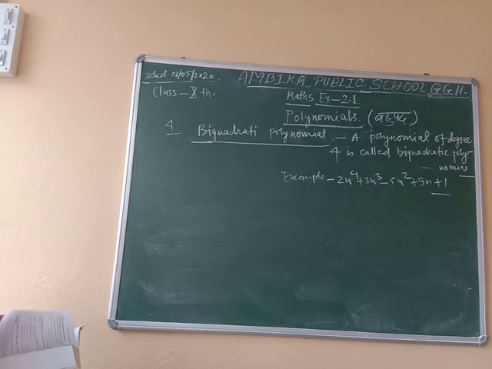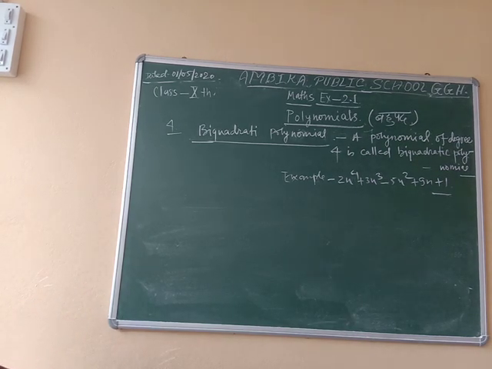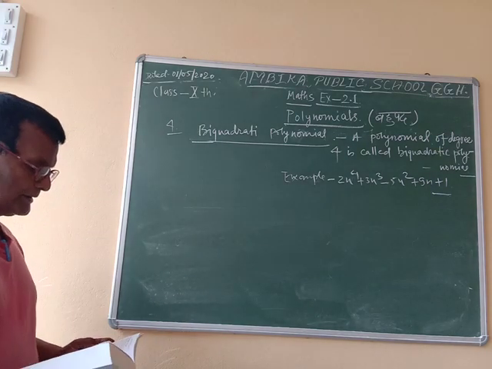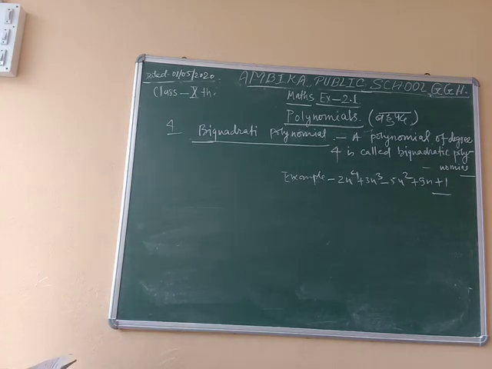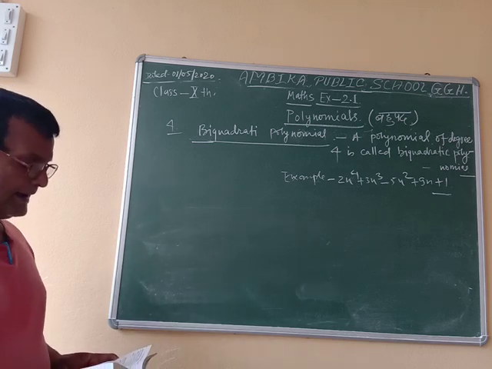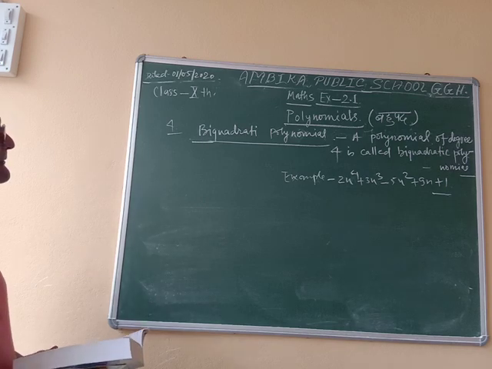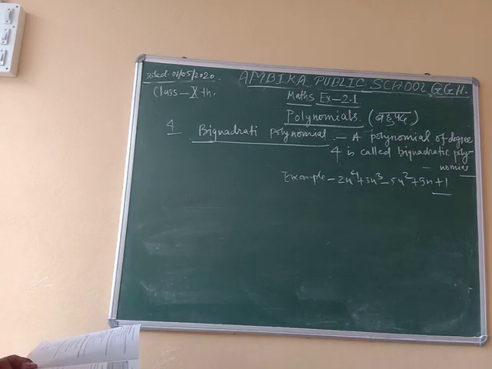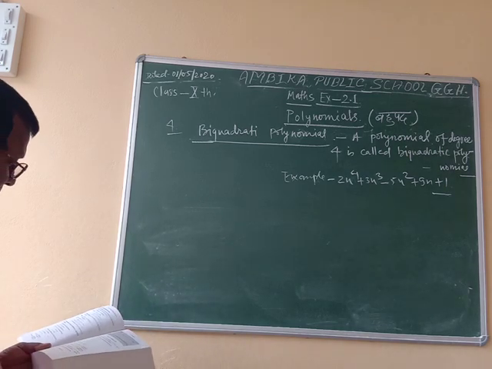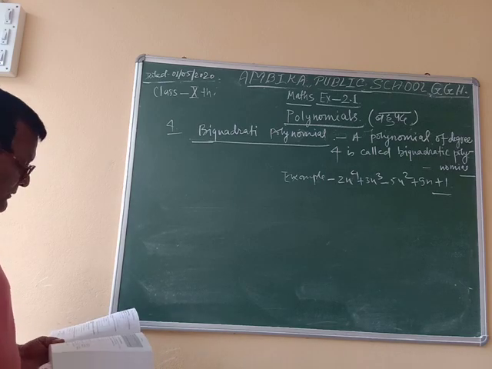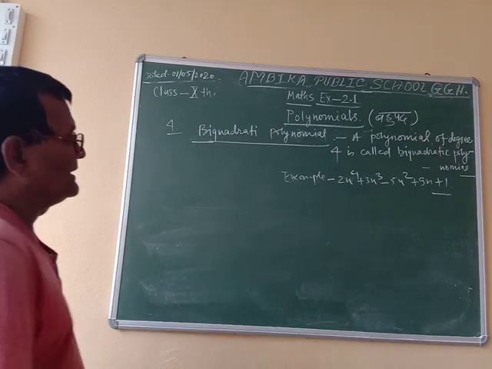After that, in the next class we will show you the value of a polynomial at a given point, what the zero of a polynomial is, and the relation between the zeros and the coefficients of a quadratic polynomial.